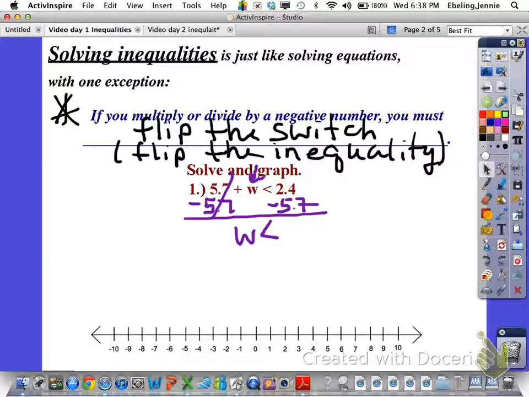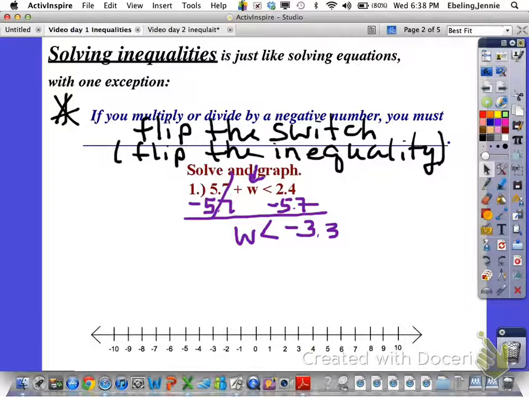Okay, and then when I do this the other side, 2.4 minus 5.7 is a negative 3.3. So this is my solution. W is less than negative 3.3. All the values less than negative 3.3 are solutions for this inequality.